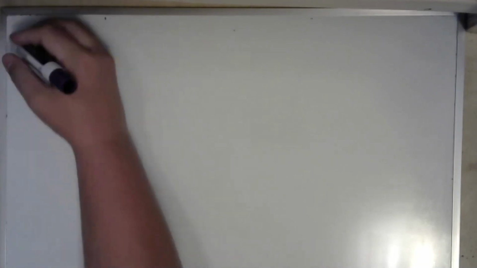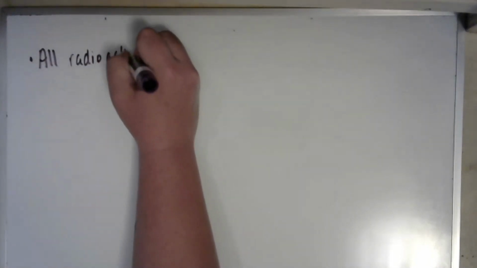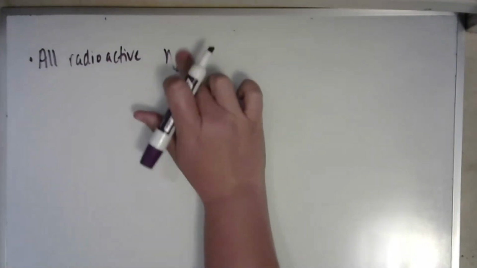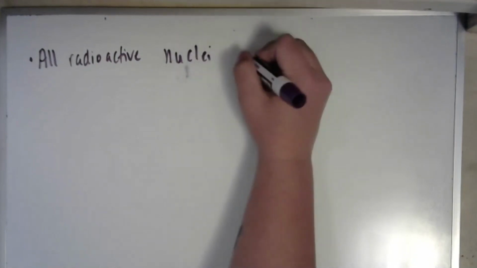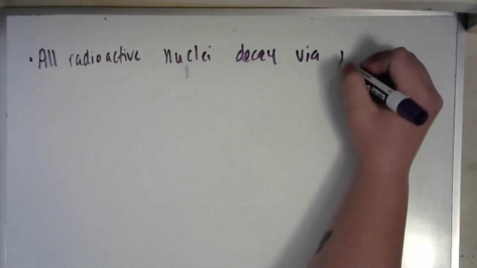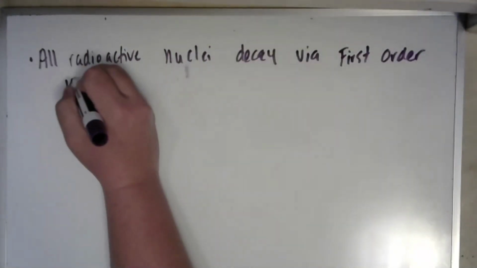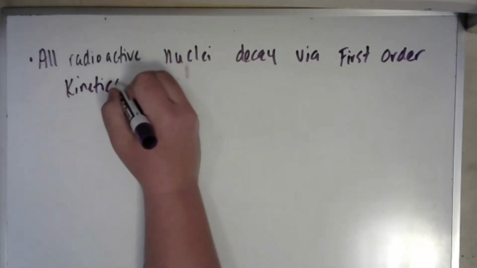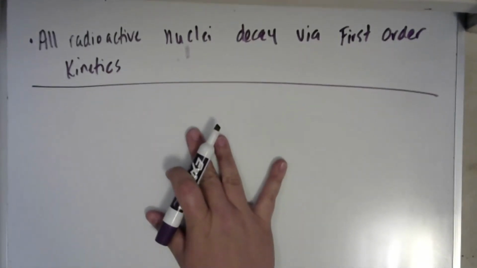One thing you want to keep in mind is that all of your radioactive decay, all of it, is going to decay via first order kinetics. So your first order rate law, your first order half-life, your first order integrated rate law, we need all of that to do these types of problems.